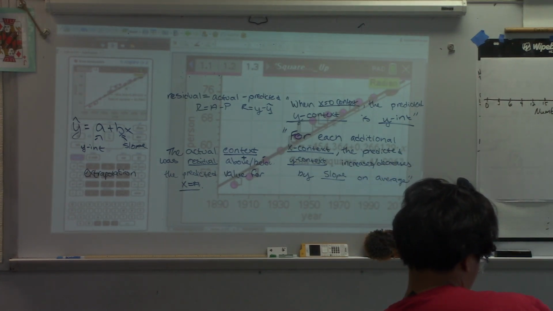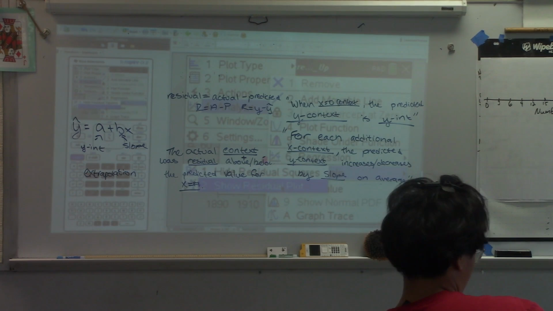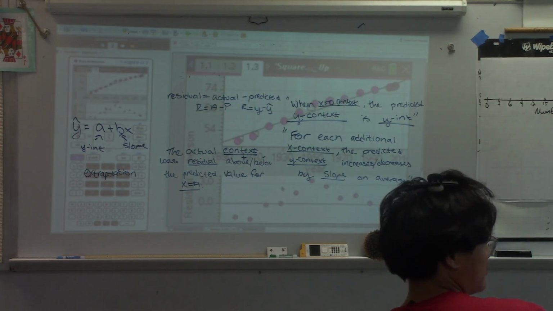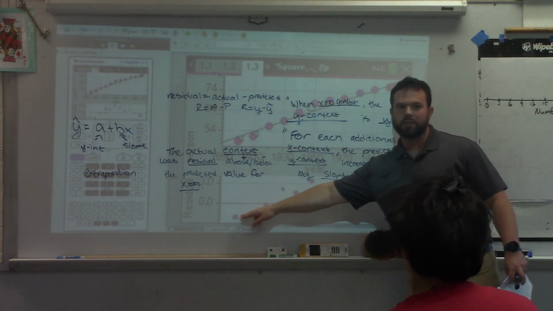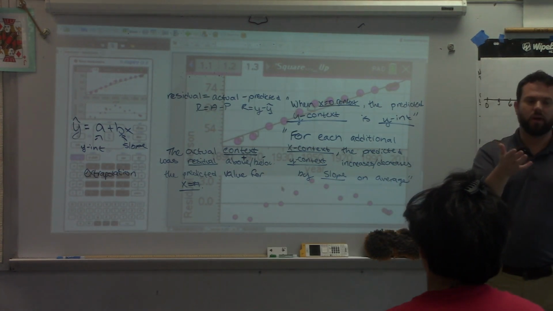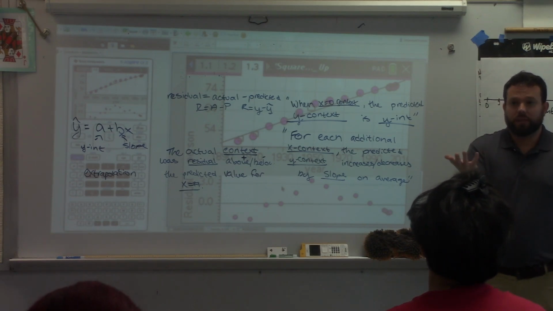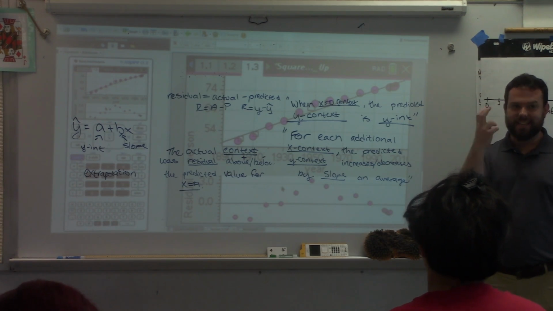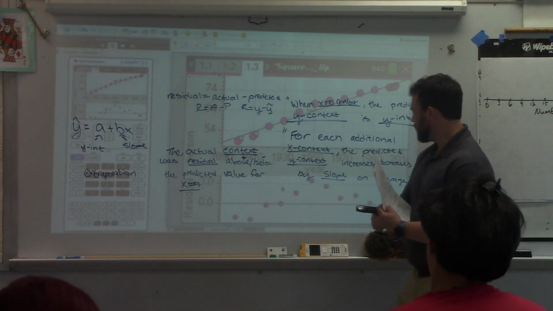So let me do this really quickly. Go to menu, analyze. I want you to look at residuals and show residual plot. Okay, so this is a residual plot. What do you think each of these data points represents? It's the residual. Yep, it's the distance the actual is from the predicted.